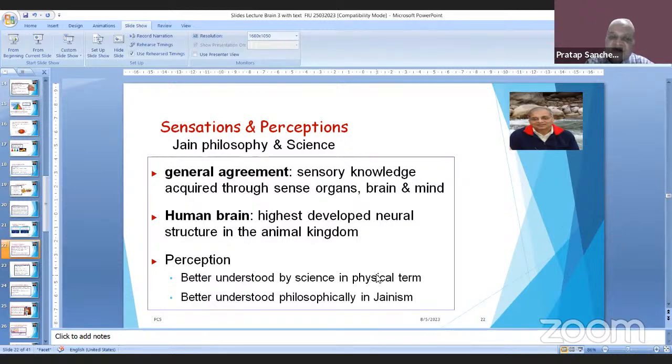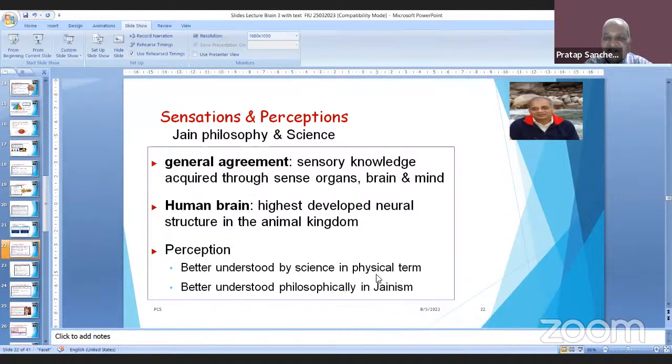When we take Jain philosophy and science together, there is a general agreement that sensory knowledge is acquired through sense organs, brain and mind. The human brain is the most highly developed neural structure in the animal kingdom. Perhaps there are no two opinions on it. Perceptions are better understood by science in physical terms, and better understood by philosophy in Jainism and in other religions. Let us see how we can explore it further.